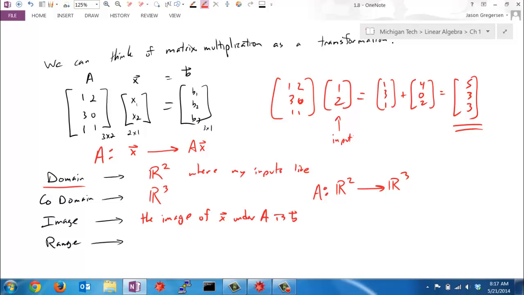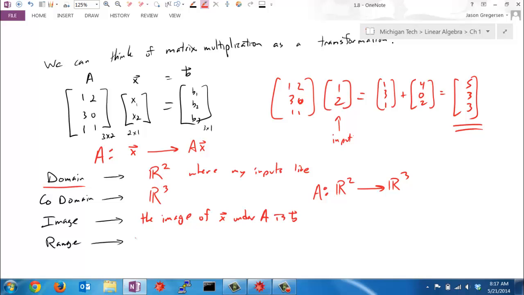It's kind of like we have a projector screen, right? And I'm going to put something into it. There it is, there's my hand. This is the input. The output is going to be the image that's displayed over here. So it's the specific output from a specific input. In this case, the image of 1, 2 under A is 5, 3, 3. Any questions about the image?